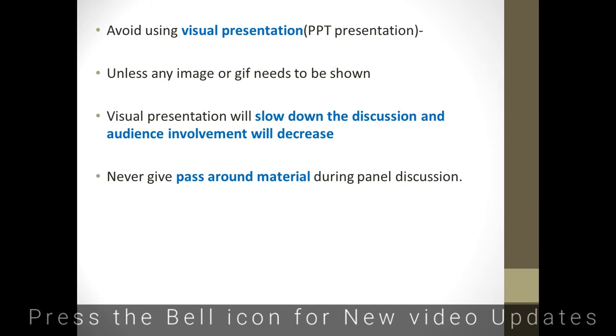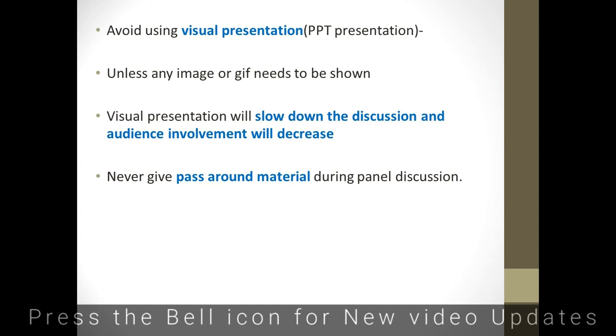Because all the people will then focus on the PPT presentation which you are doing, and you cannot discuss in a proper way. A visual presentation will basically slow down the discussion, and audience involvement will decrease. So try to avoid doing the PPT.